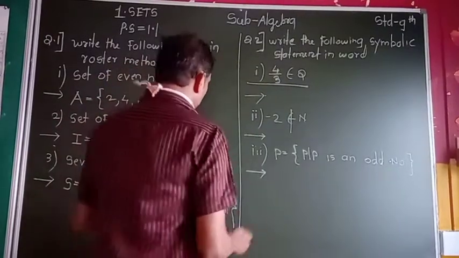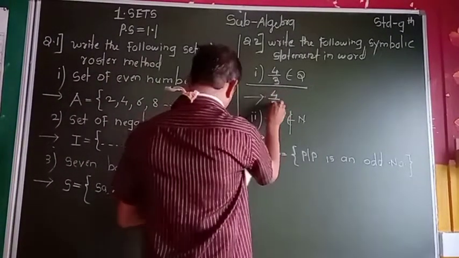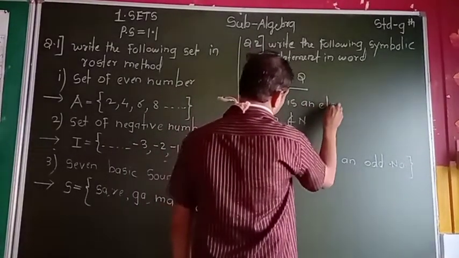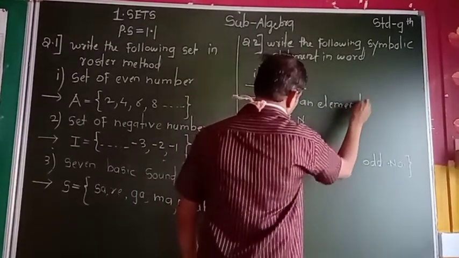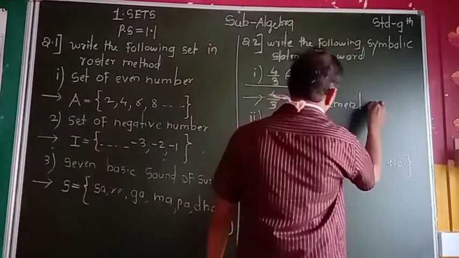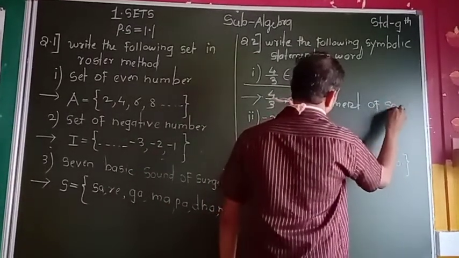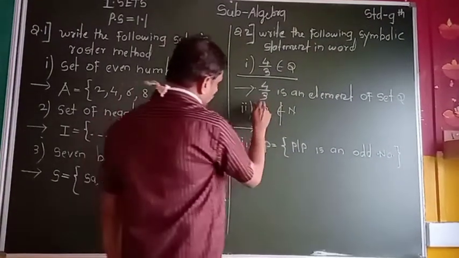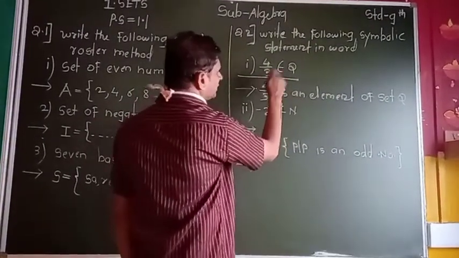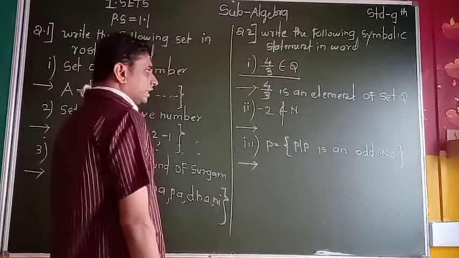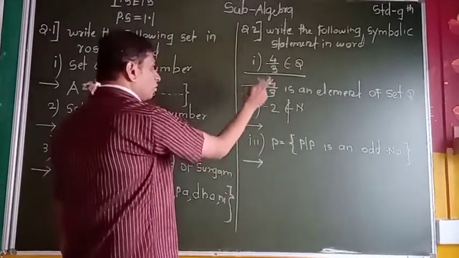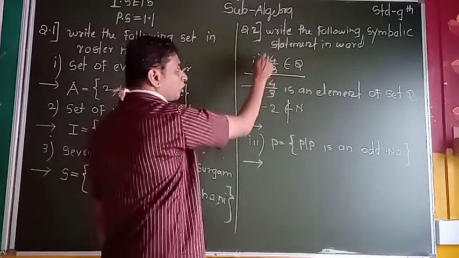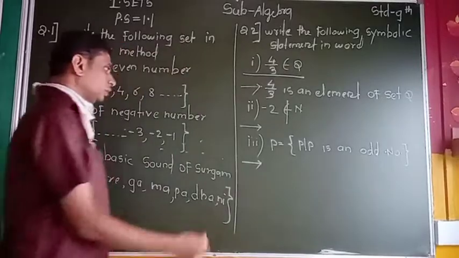We write: 4/3 is an element of set Q. That means the element 4/3 is in which set? It is in the set Q. So we say that 4/3 is an element of the set Q, and we read it as 4/3 belongs to Q.